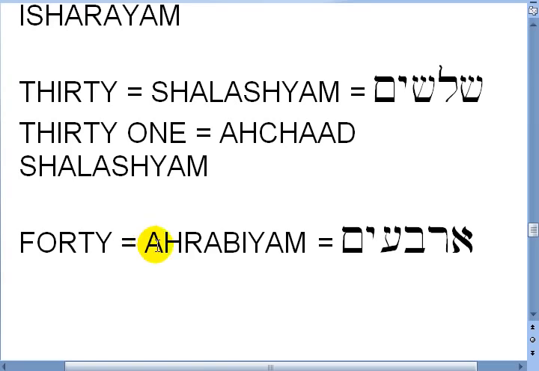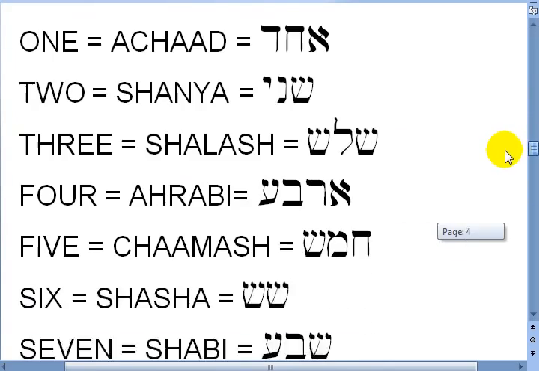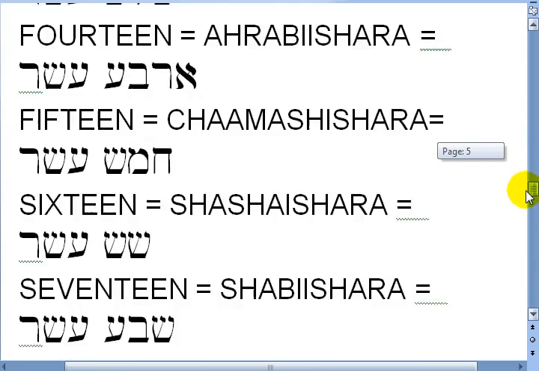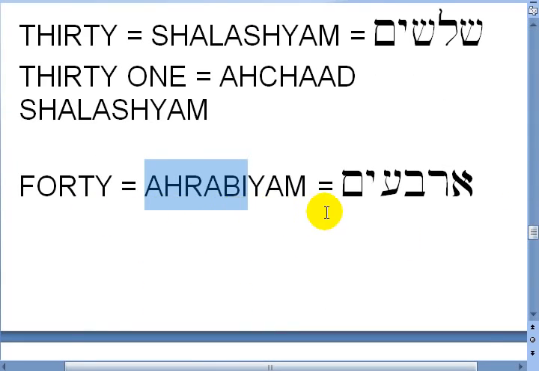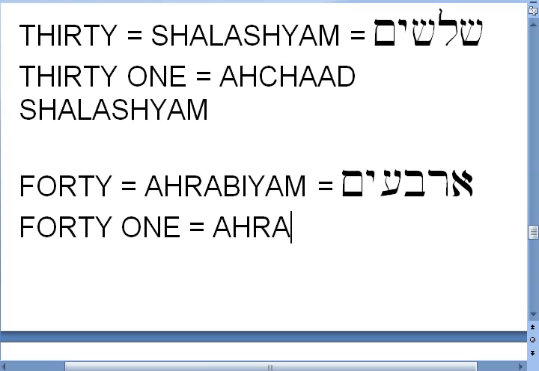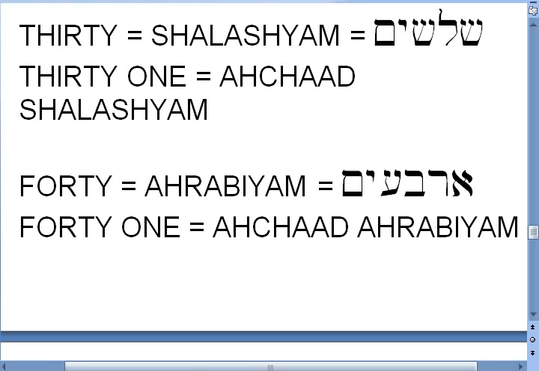Same thing here. See, this is 40. Arabai is number 4. Go back up to the top. Number 4 is what? Arabai. Now what do we have down here for 40? Arabayim, which makes it plural, makes it 40. If you want to make 41, you do Akkad, which is number 1, Arabayim, which makes it 40. So Akkad Arabayim is 41. Shanya Arabayim is 42. Shalash Arabayim is 43. Arabai Arabayim is 44. So on and so forth.